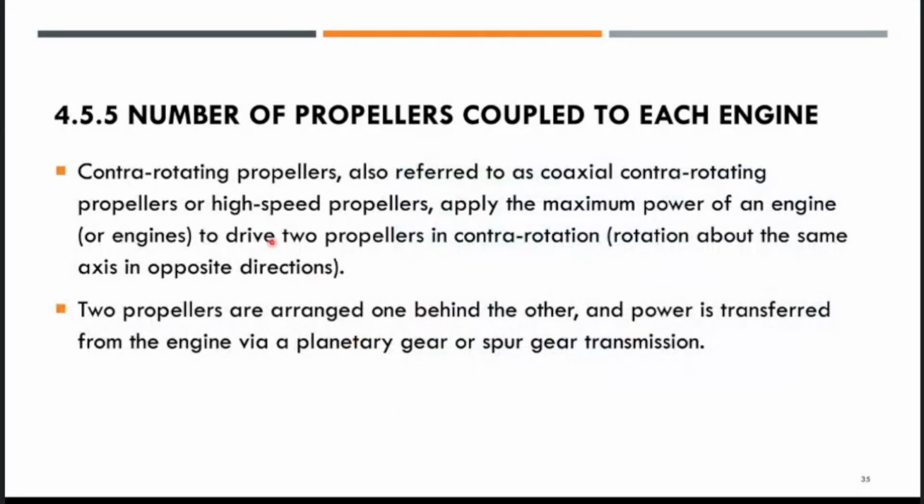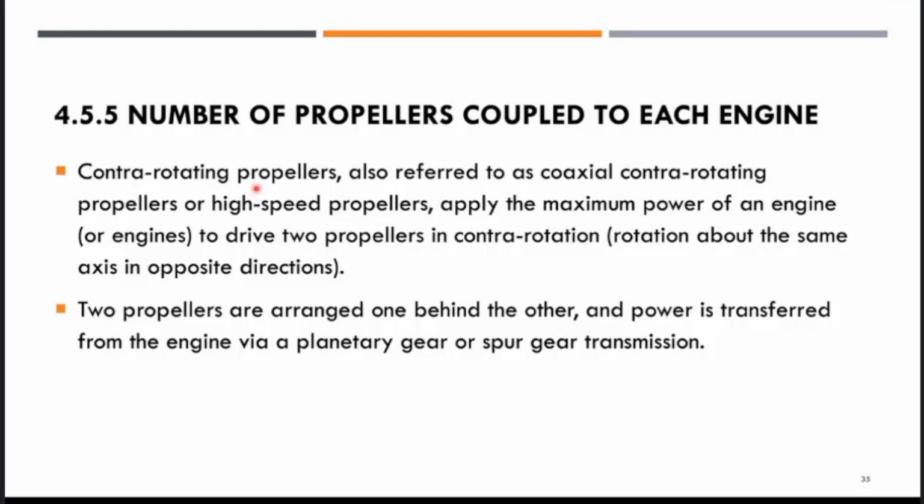And then contra-rotating propellers, also referred to as coaxial contra-rotating propellers or high-speed propellers. It applies the maximum power of an engine or more engines to drive two propellers in contra-rotation, and rotation about the same axis in opposite direction. That's what we call a contra-rotating propeller.